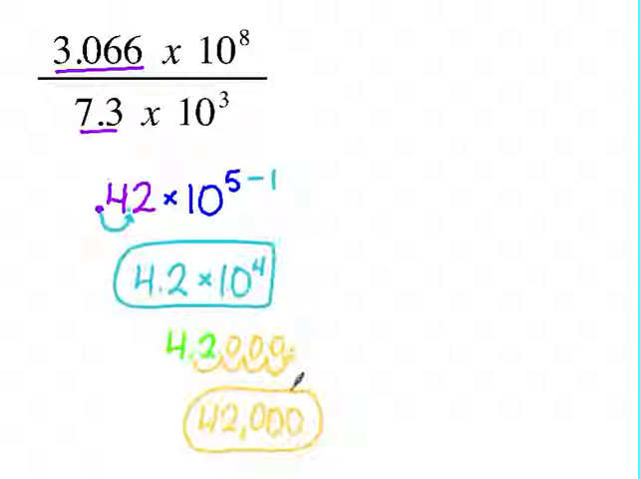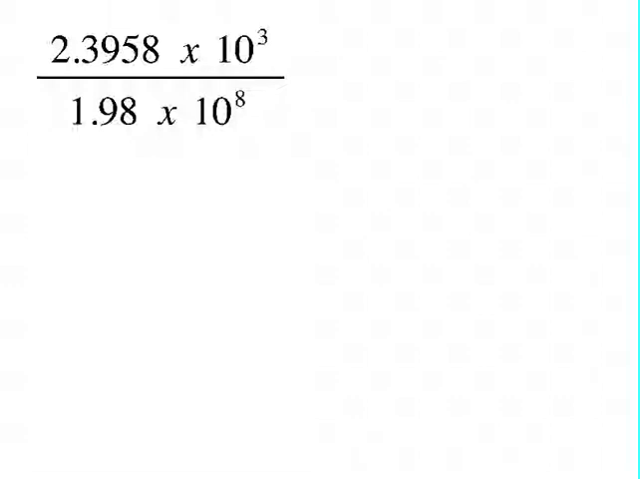Got one more. So squeeze it in the notes. There we go. 2.3958 times 10 to the 3rd divided by 1.9898 times 10 to the 8th. So first thing I do, divide. So 2.3958 divided by 1.98. 1.21. Now what I need to do is what with the exponents?